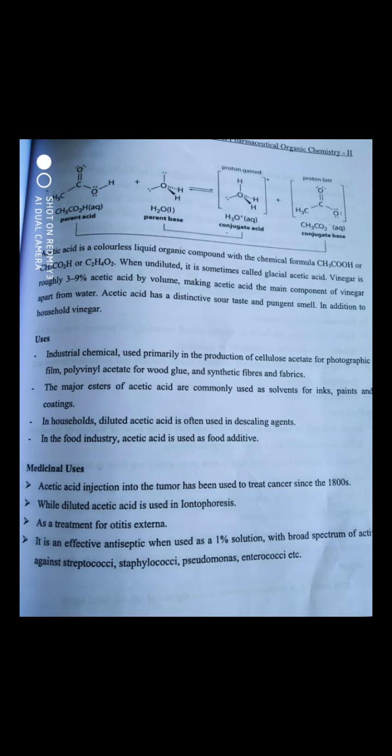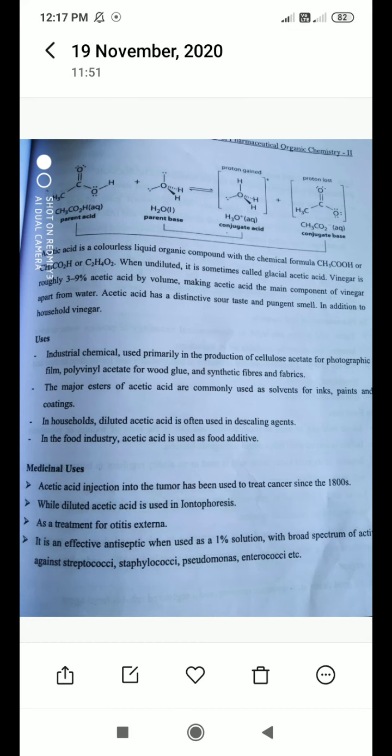Now, acetic acid is a colorless liquid organic compound with the chemical formula CH3COOH or CH3CO2H, or we can represent it as C2H4O2. That means the molecular formula. How can we mention the molecular formula? We count in that particular structure the number of carbon atoms, number of hydrogen atoms, number of oxygen atoms, like that.